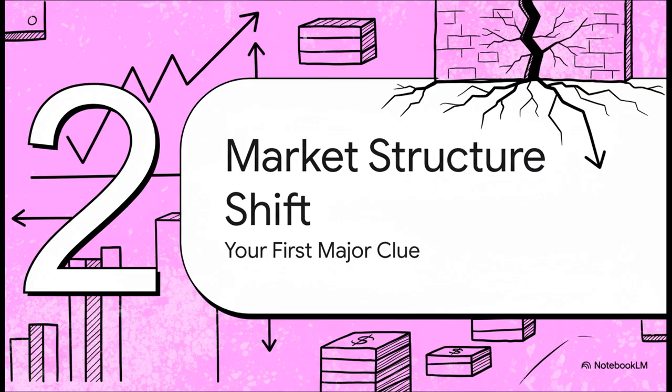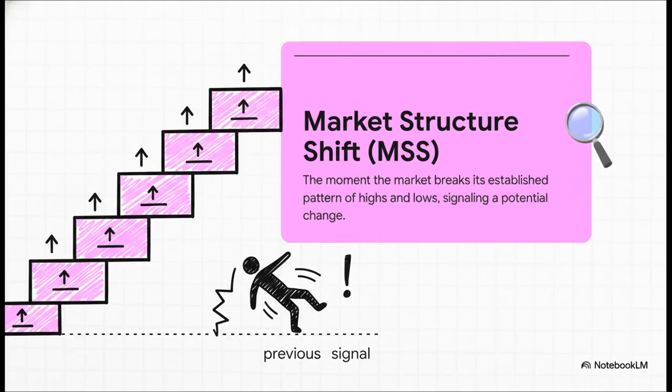I love this analogy. Think of it like the very first crack you see in a building's foundation. Okay, picture this. A healthy uptrend is just like walking up a flight of stairs, right? Every step up is a new higher high, and every little platform you rest on is a higher low. It's this beautiful, confident pattern. But the market structure shift, that's when you go to take the next step up and you miss. You stumble, and you actually fall below the last step you were just standing on. That single break tells you the confidence is gone.